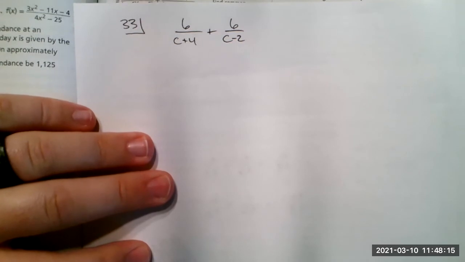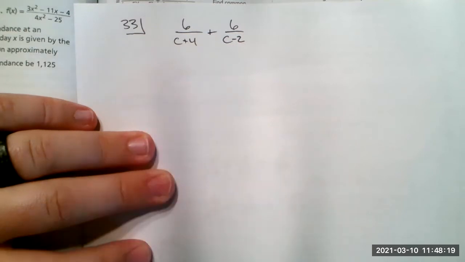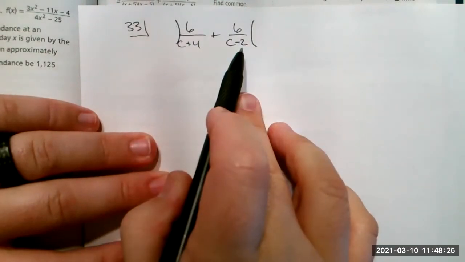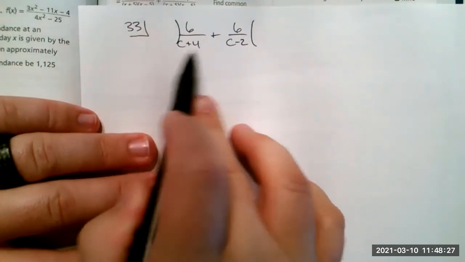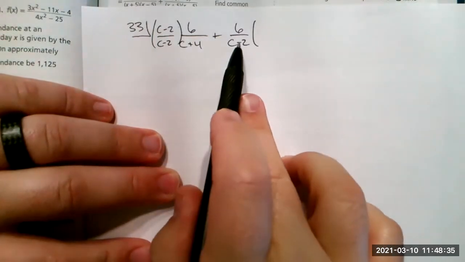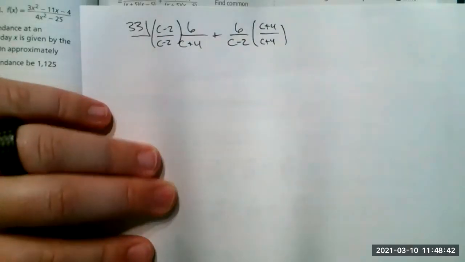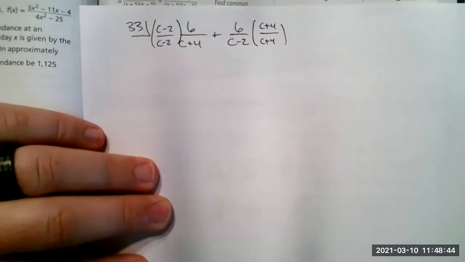This goes back to the problems that we already did where my denominators are binomials. So I know the only way out of this situation is if I multiply each of these fractions by the other denominator. So this first fraction, the other denominator is c minus 2. So I'm going to multiply the top and the bottom by c minus 2. The second fraction, the other denominator is c plus 4. So I'm going to multiply the top and the bottom by c plus 4. And then let's see what we get.